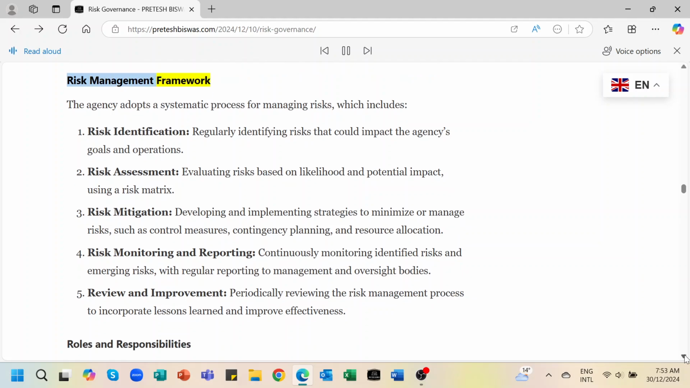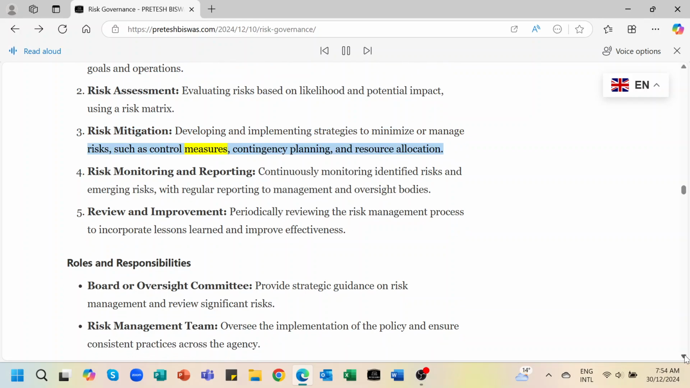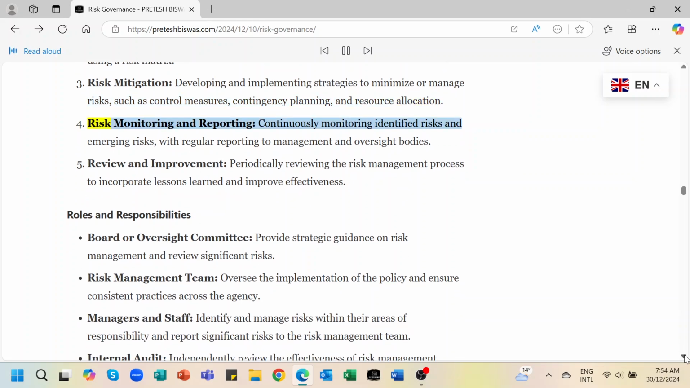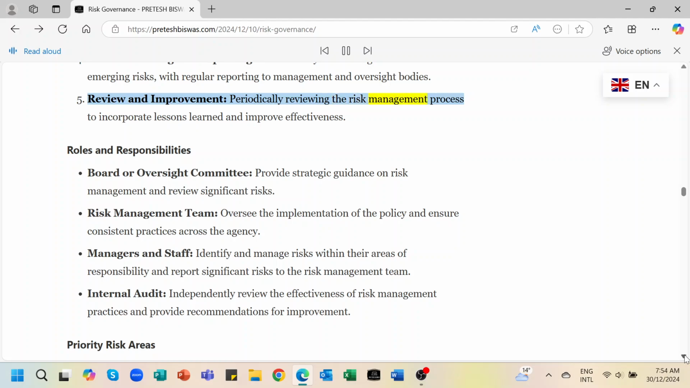Risk management framework. The agency adopts a systematic process for managing risks, which includes risk identification, regularly identifying risks that could impact the agency's goals and operations. Risk assessment, evaluating risks based on likelihood and potential impact using a risk matrix. Risk mitigation, developing and implementing strategies to minimize or manage risks, such as control measures, contingency planning, and resource allocation. Risk monitoring and reporting, continuously monitoring identified risks and emerging risks with regular reporting to management and oversight bodies. Review and improvement, periodically reviewing the risk management process to incorporate lessons learned and improve effectiveness.